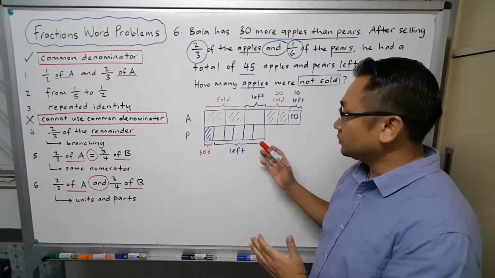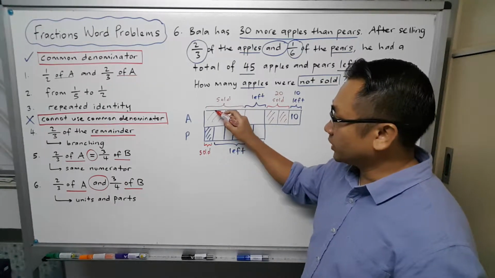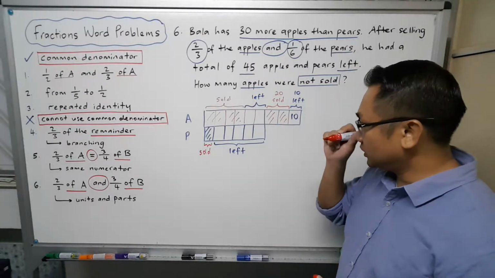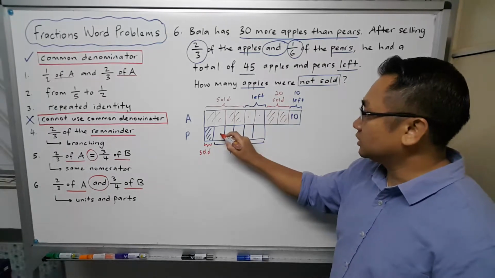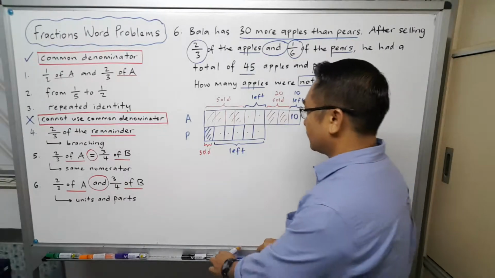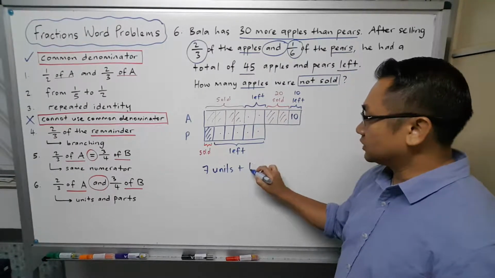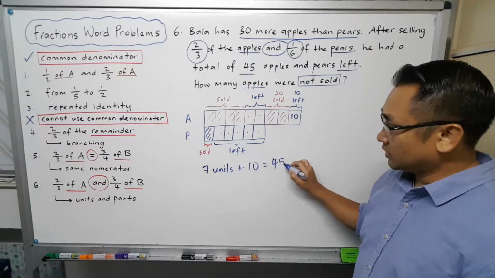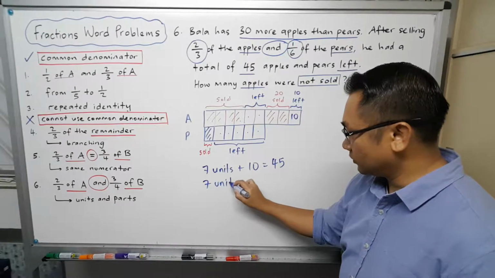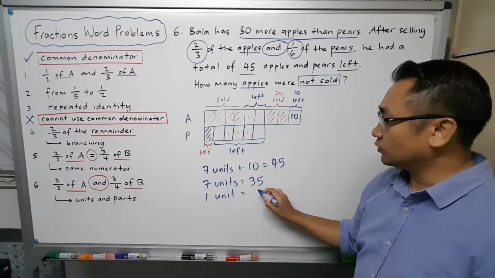Before we can form the relationship, we need to cut the model into equal parts. So how do we do that? 1 unit equals 2 parts, so each unit we cut into 2 parts to make them the same. Now we can see that there will be 1, 2, 3, 4, 5, 6, 7 units and 10 apples left. So 7 units plus 10 apples left equals 45. Altogether there are 45 apples and pears left, which means 7 units equals 45 minus 10, which is 35, and 1 unit is equal to 5.